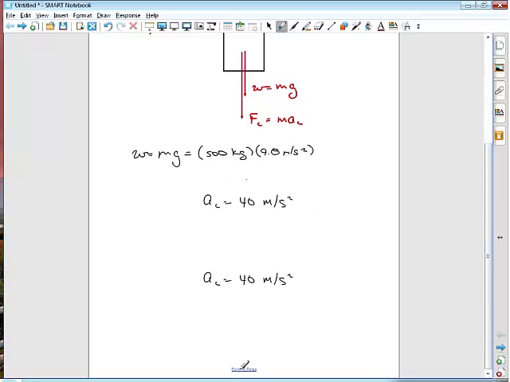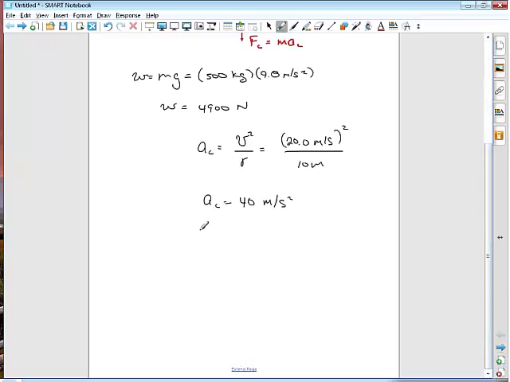And so the force associated with the mass, the centripetal force, is just our mass times our centripetal acceleration. The mass is the same as we had before, so we have 500 kilograms times the centripetal acceleration, which is 40 meters per second squared. Therefore we have 500 times 40, it's 20,000, so it's considerably more.